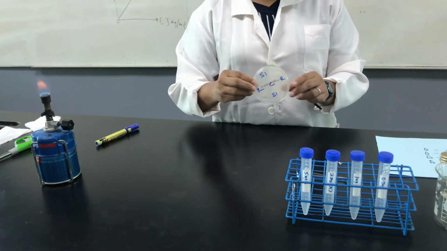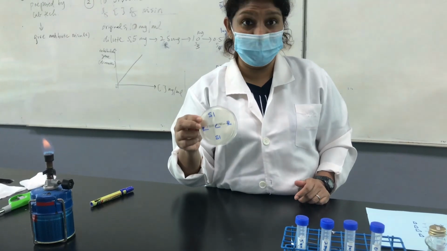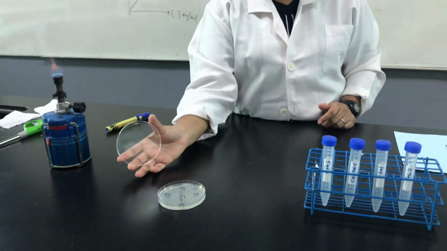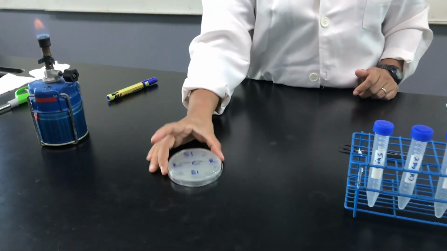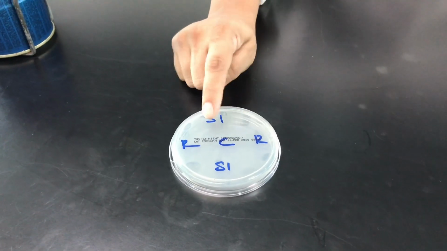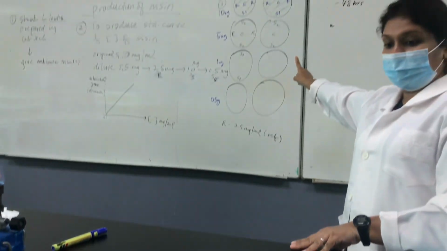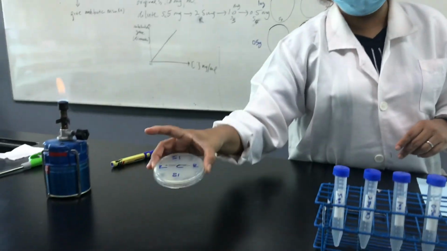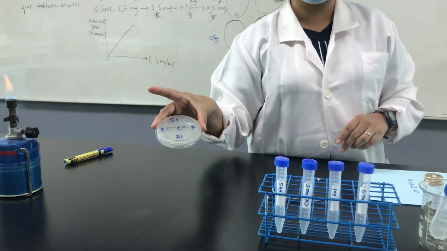Class, this is the plate that we have poured earlier. What we are going to do is label it in this manner: S1, R stands for reference, and C is the culture, just like on your board earlier. We are going to label the plates like that. We are going to have 8 plates, but I will just show you 1 today.